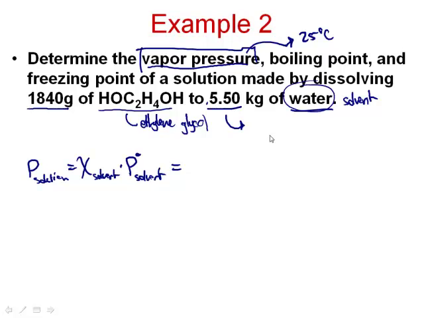If we do that, 5,500 grams divided by 18 is about 305.6 or so moles of H2O. Okay, let's change 1,840 grams of ethylene glycol into moles also. Ethylene glycol will be about 17 plus 24 is 41, plus 4 is 45, plus 17 is 62 grams per mole. So 1,840 divided by 62 is approximately 29.68 moles.